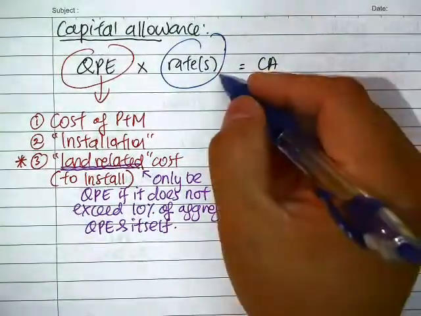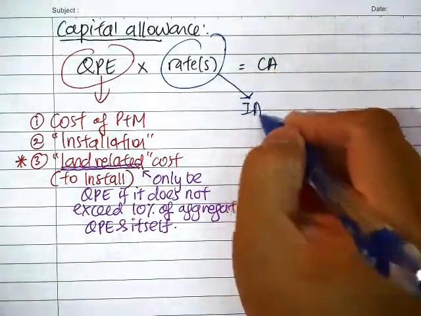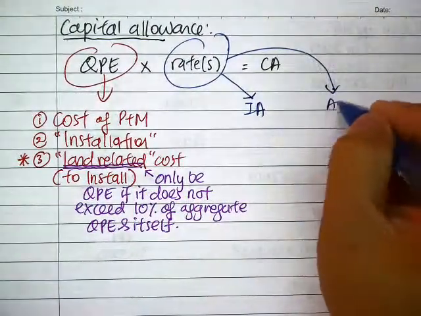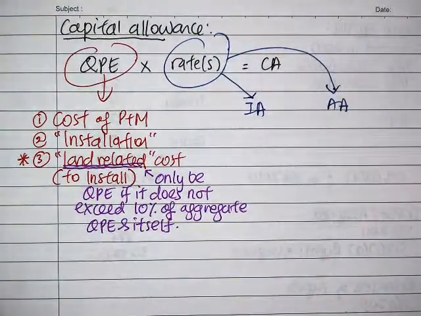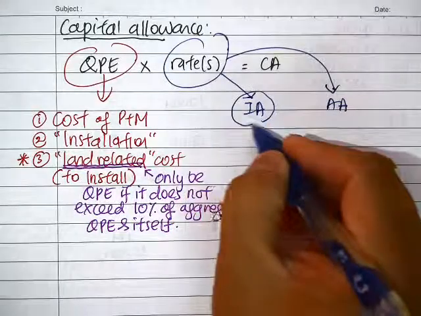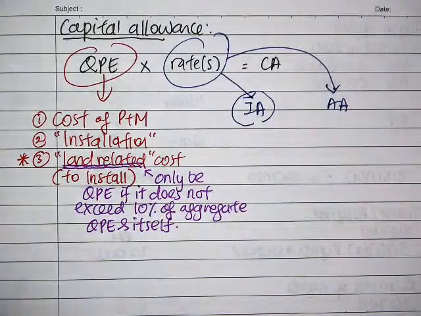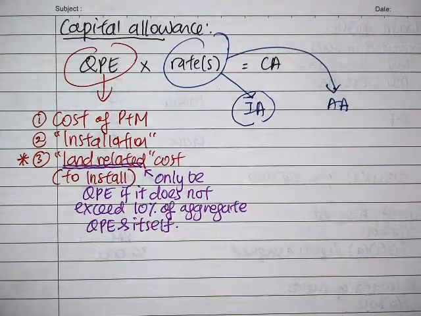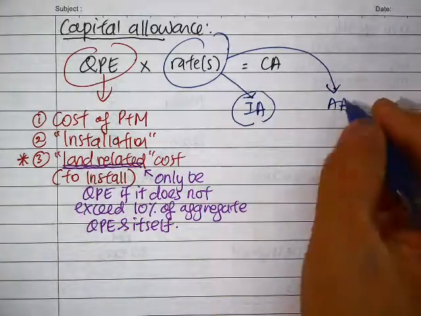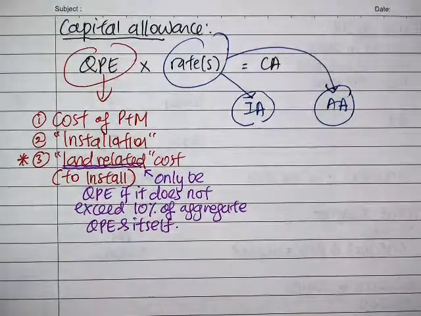Now rate wise, we have initial, we have annual. Correct enough? Now initial is given usually when you buy the asset, that you claim them in the first year. That's why it's called initial. Correct enough? That's what you learned before, right? And normally we give you at the rate of 20%. The annual is given every year. This is called annual, right?